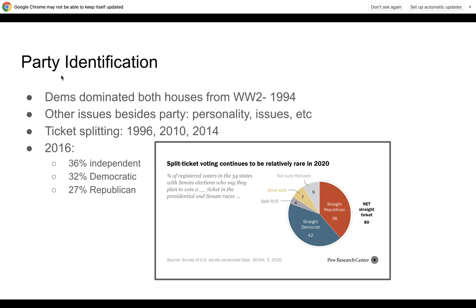All right, so ticket splitting means that you might vote for one party for, say, president and another party for senator, right? You're not just voting down a party line. And that happens less and less over the past few years. So I wanted to share a graph with you guys from the Pew Research Center.